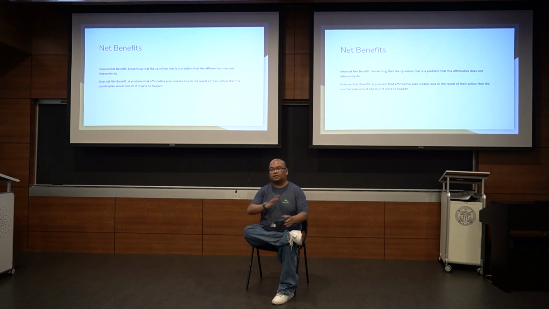Right? So external net benefits, put it on a separate flow. Internal net benefits, put it on your counterplan flow to make it easier for you to keep everything organized. Right?